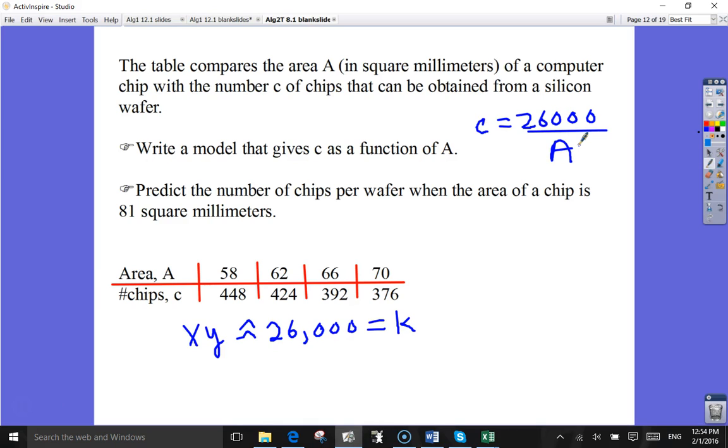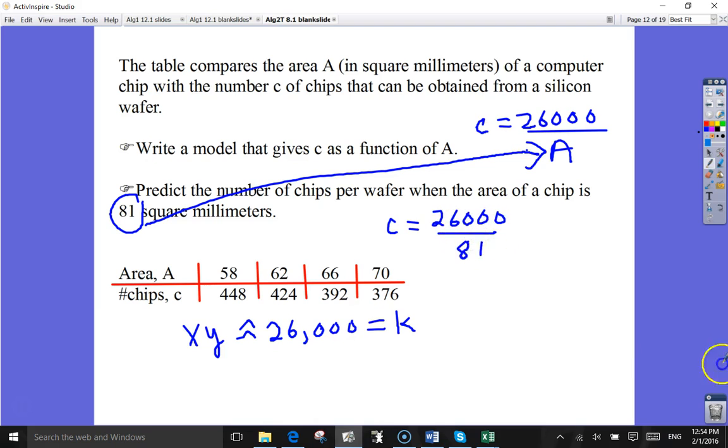Now, predict the number of chips per wafer when the area of a chip is 81 square millimeters. What are we expected to do with that? The 81 represents what? C or A? It's A, right? So plug in 81 here. Boom. So C equals 26,000 divided by 81. About 321.